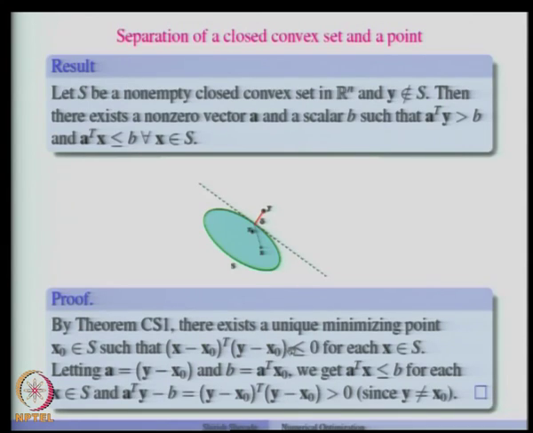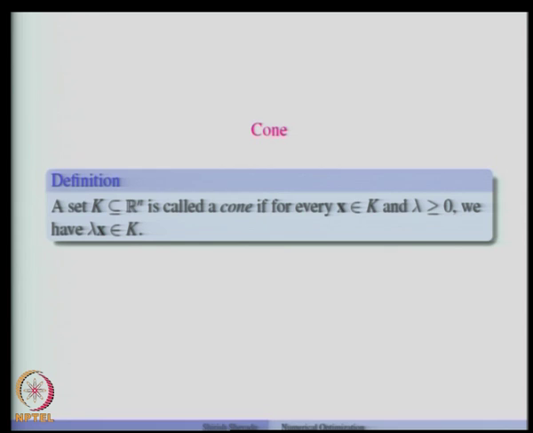Since y is not equal to x naught, because y is a point which is not in the set S, this quantity is always a positive quantity. So, what we get is A transpose y greater than B. Hence the result follows. So, if we are given a non-empty closed convex set S in Rn and y is a point not in S, then it is always possible to construct a hyperplane which separates the set S and the point y.